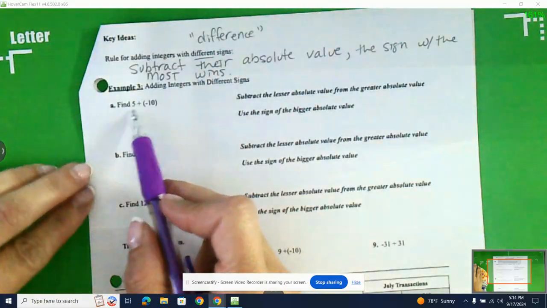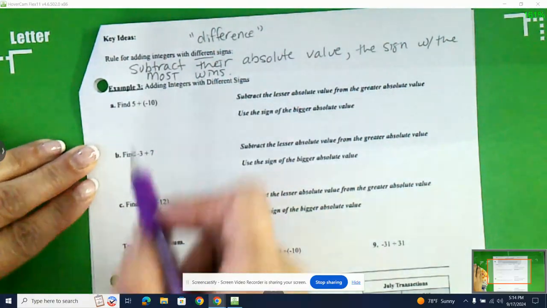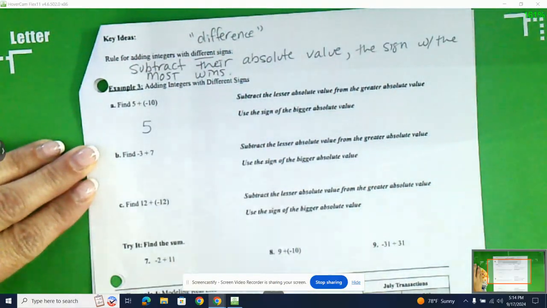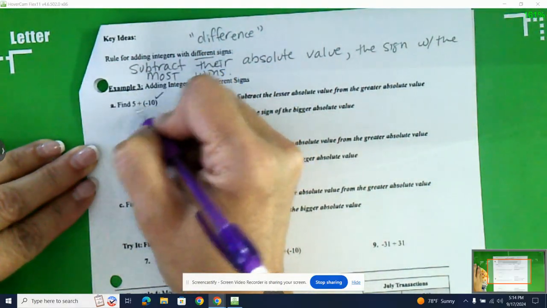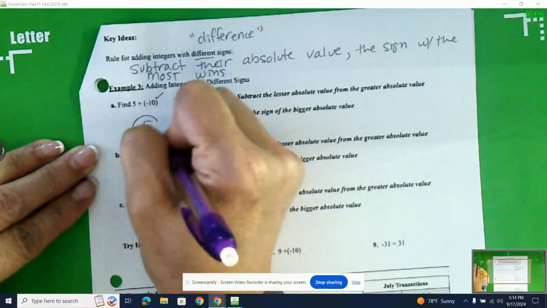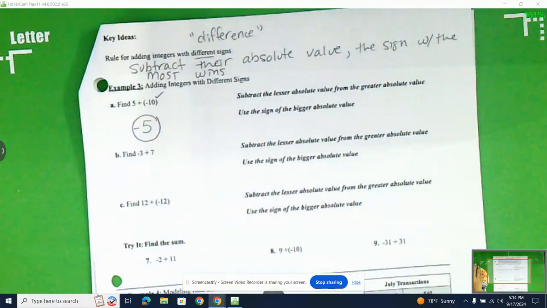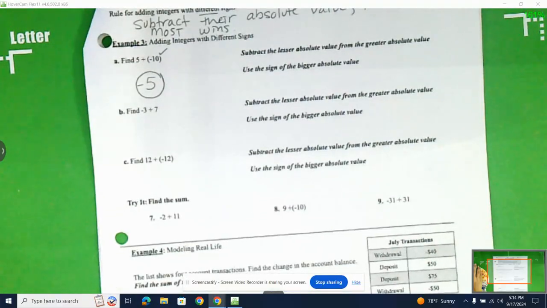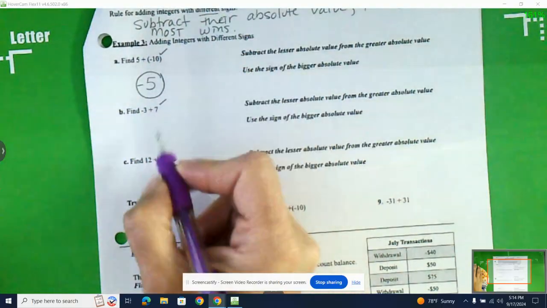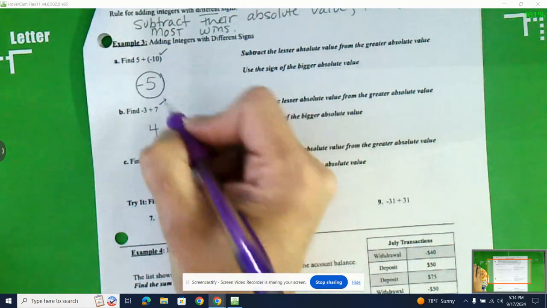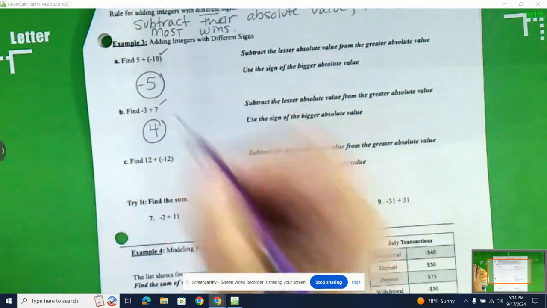We have 5 plus -10. Well, if I take their difference, my answer will be 5. And I have more negatives than positives, so my answer will be -5. Finding -3 plus 7 for part B. This time I have more positives. If I take their difference, 7 minus 3 is 4, and my answer is positive because I have more positive.